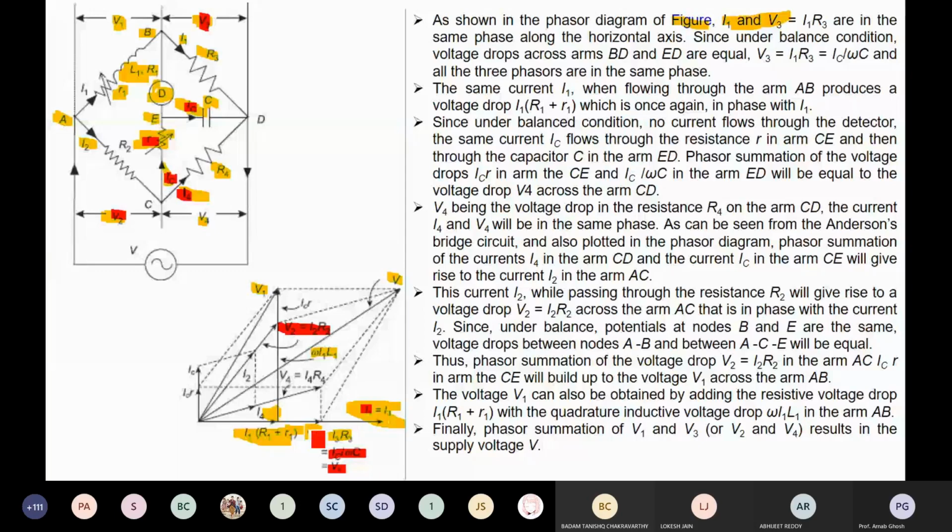So what is the value of IC into R? IC into R is resistive in nature, so it should be in phase with your IC. So it is parallel. So it is your V1. This portion is your IC into R. So the rest of the portion will be your V2. So from here, this point, it is your V2.